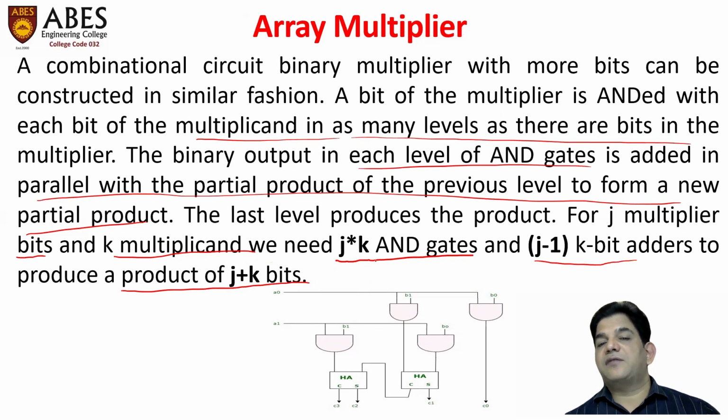So how many AND gates? We require J times K AND gates, and J minus 1 K-bit adders to produce a product of J plus K bits. So this is an example of the 2-bit multiplier.